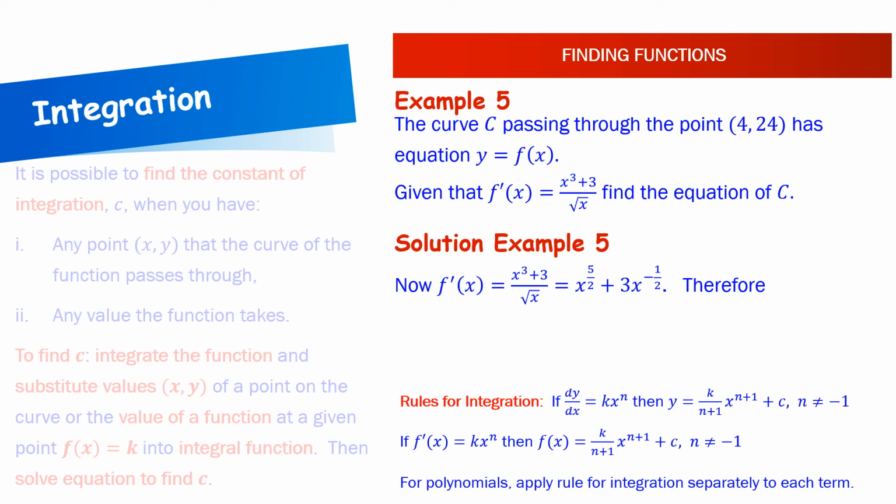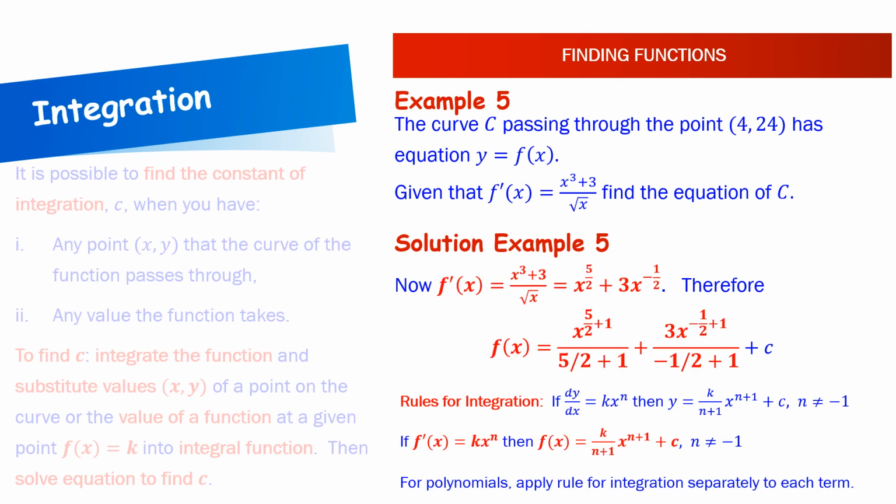Again, here are the rules for integration in case you need a reminder. We're going to use the highlighted law for integration. So add 1 to the power of x and then divide by that new power. So we have x to the power 5 over 2 plus 1 all over 5 over 2 plus 1. And similarly for the second term, 3 times x to the power minus a half plus 1 divided by minus a half plus 1 plus c.